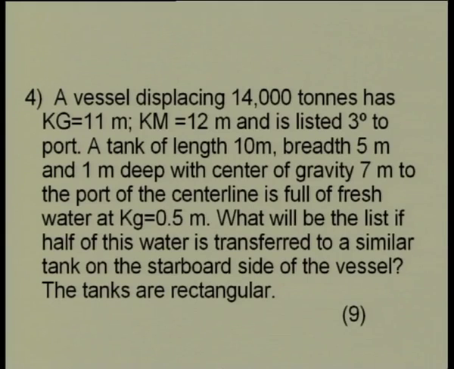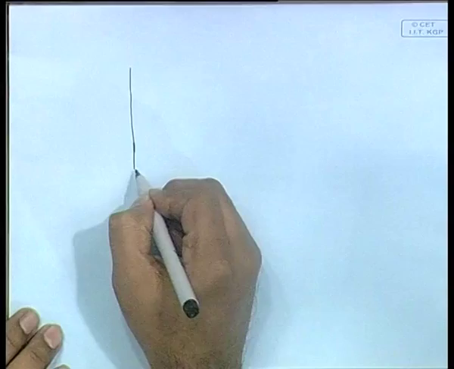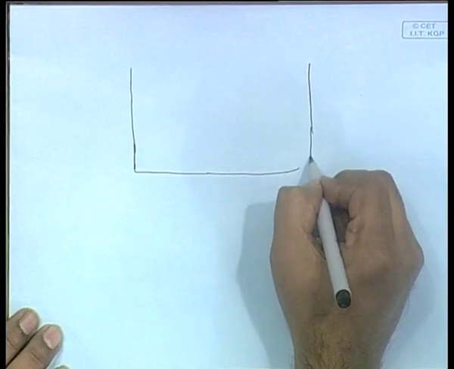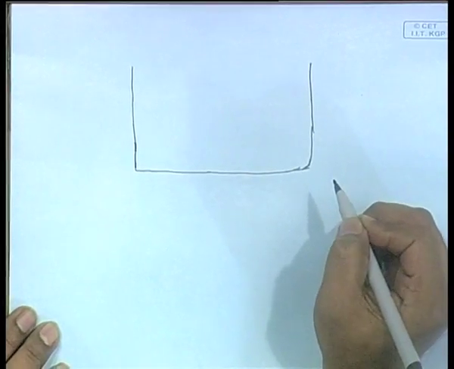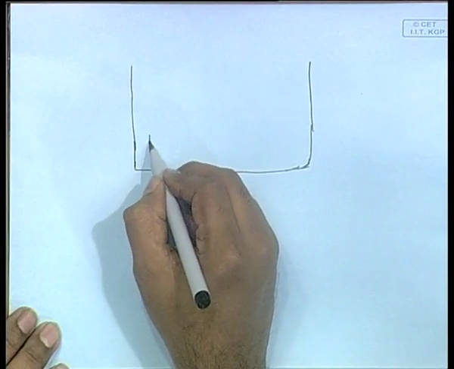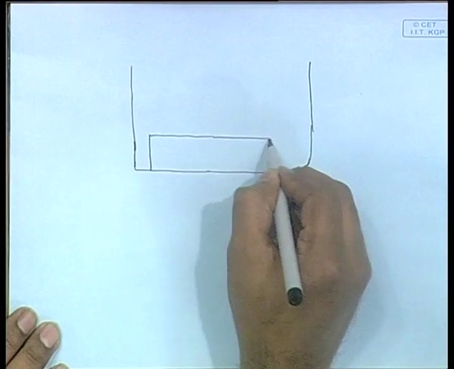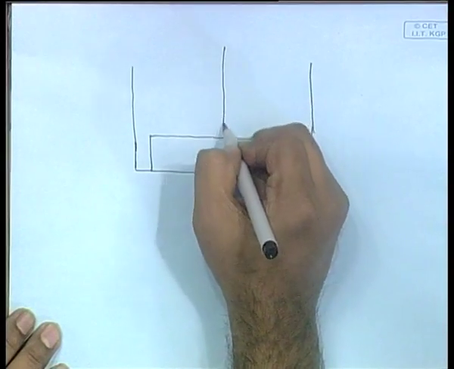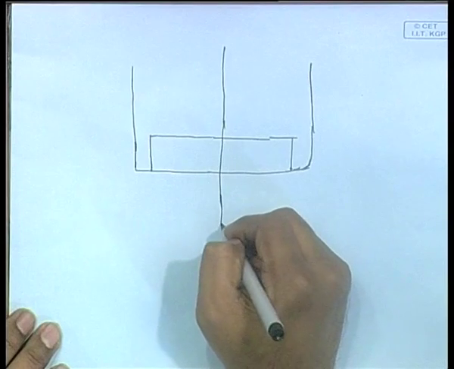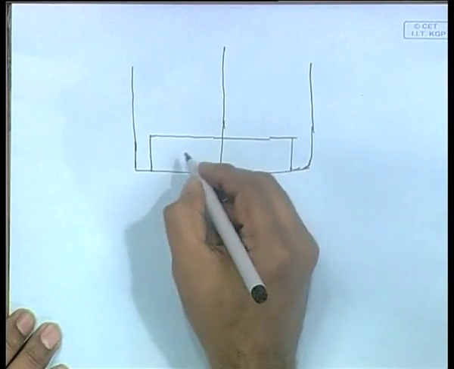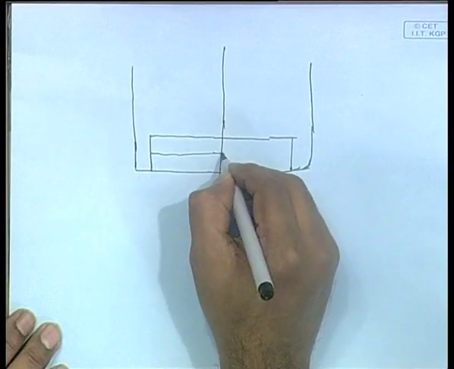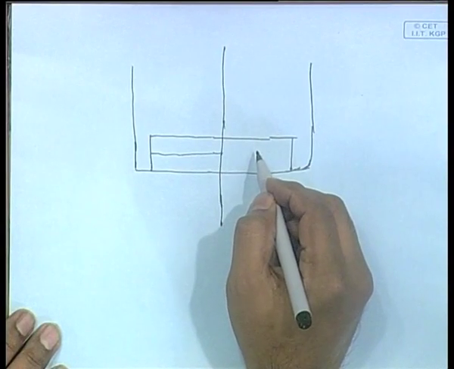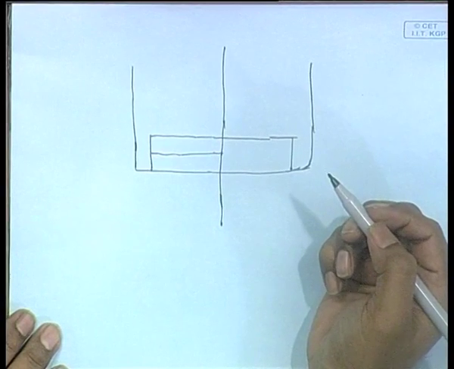So the question is, it is like this, you have a ship, and here you are having a fluid and this fluid is transferred from the left side to the right side of the ship. It is listed at some angle initially and so you have to find the final list.